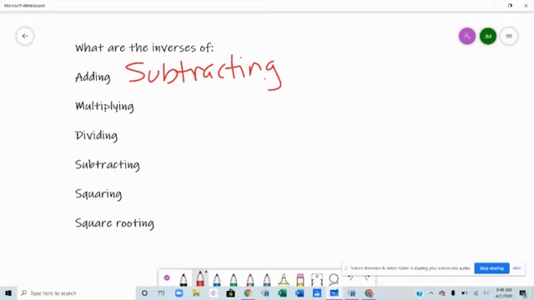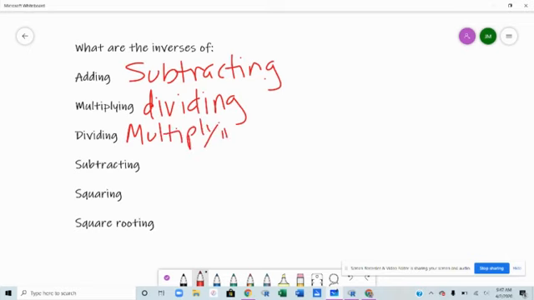So what about multiplying? How do you get rid of multiplying? Dividing. The inverse or the opposite of dividing? Multiplying. What about subtracting? Is adding. Now here are new ones. These four we've talked about before, and you've talked about for probably multiple years, but these two are new ones.